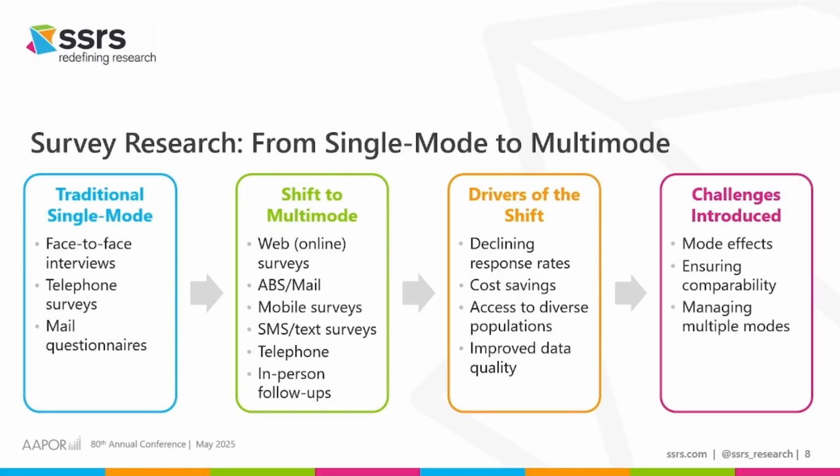So looking across the board, picking up from the beginning of where I started, we started with a lot of traditional single mode, face-to-face, telephone, mail surveys, and we shifted to web, ABS, this multi-mode with mobile surveys, SMS, telephone, in-person follow-ups. And why do we do that? There were a lot of drivers of this shift: declining response rates, cost savings, access to diverse populations, improving data quality. But with that, we've introduced a lot of challenges like mode effects, ensuring comparability, managing multiple modes.